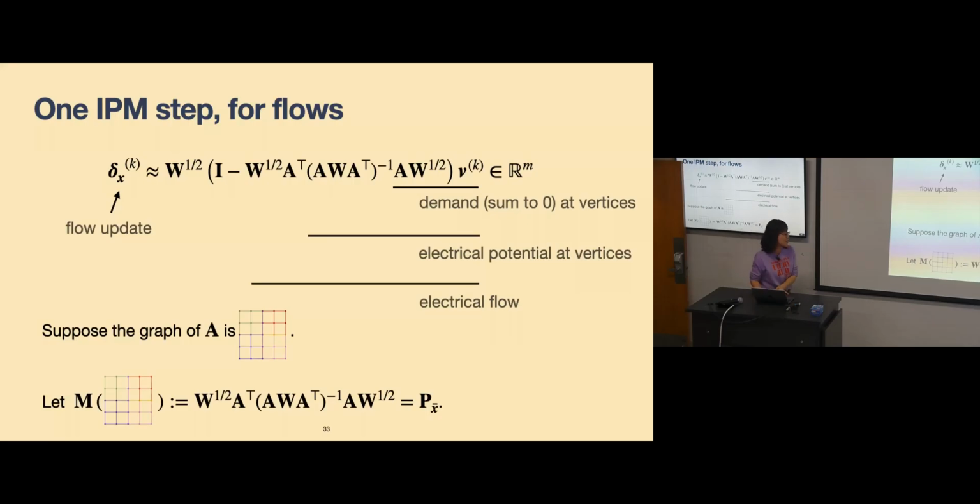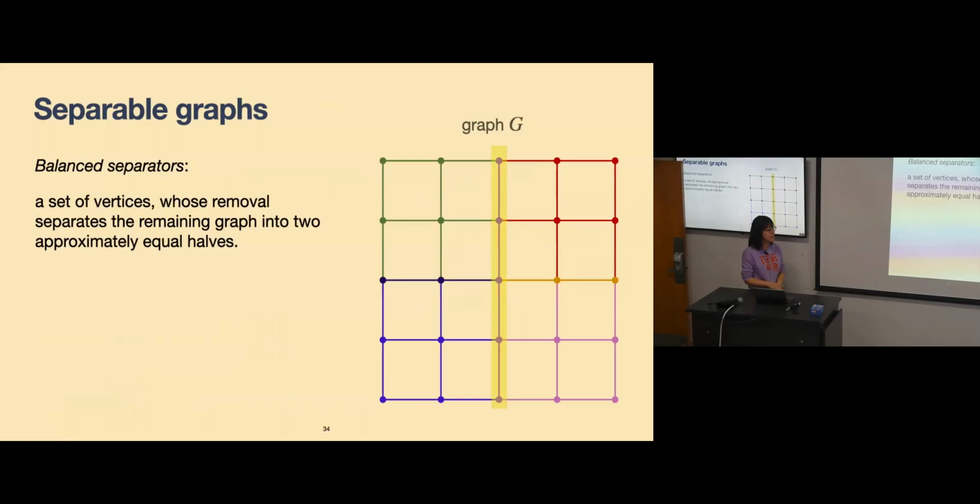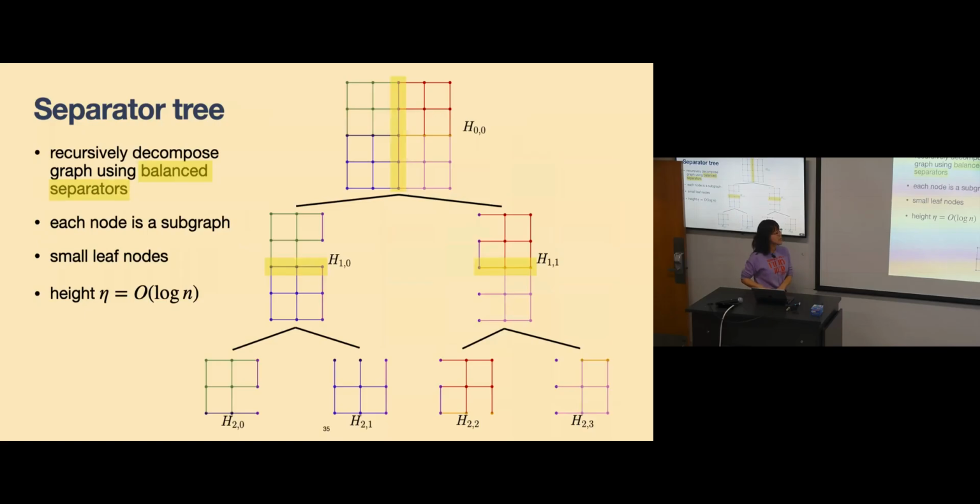So let's get back to understanding what exactly this matrix is as a function of the graph and the weights. Right, so using the same graph as an example, let's talk about what it means for a graph to be separable, which is the property that we'll use to make all of our data structures faster. So here's our graph, and here's this concept of a balanced separator, which is a set of vertices whose removal will split your graph into two approximately equal halves.